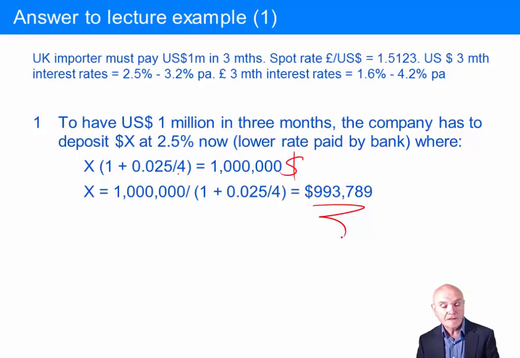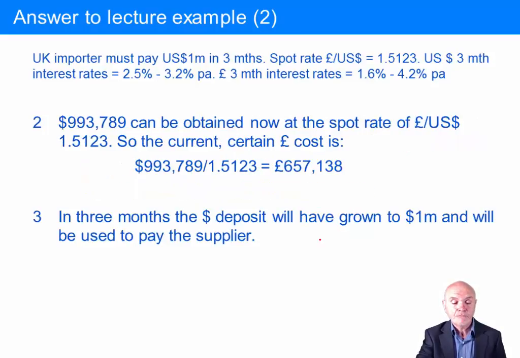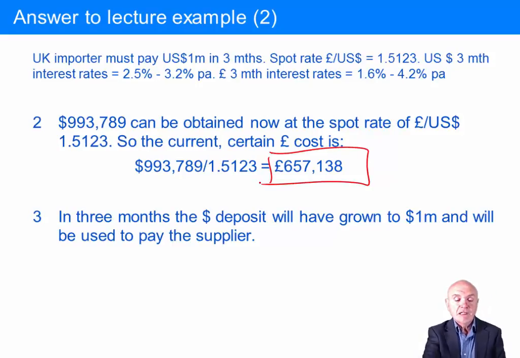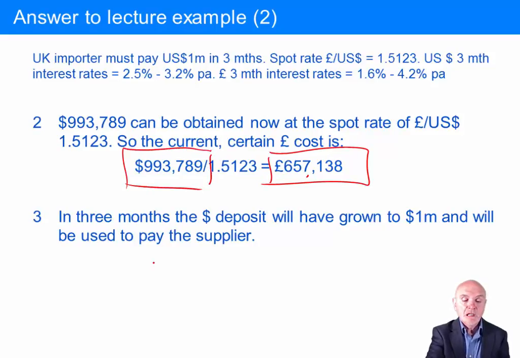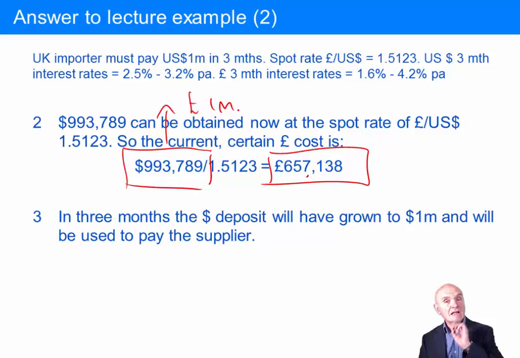We need $993,789 now, or convert to that now rather, not borrowed, but you're taking sterling and converting it to 993,789. So it can be obtained now, today, at the spot rate. So the number of pounds it's going to take us is that. So we give the bank this number of pounds, the bank gives us this number of dollars, we put those dollars in our dollar bank account, and in 3 months' time that is going to become 1 million, which is exactly what we need to pay off our supplier.